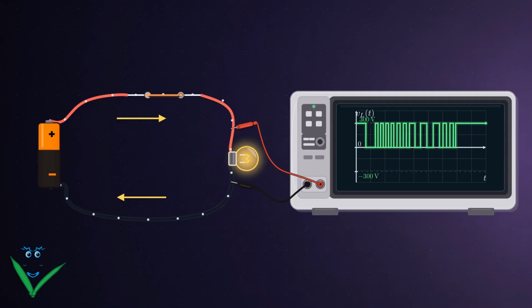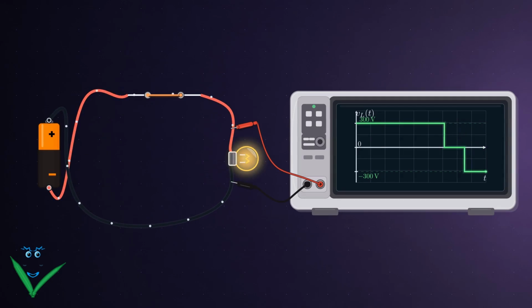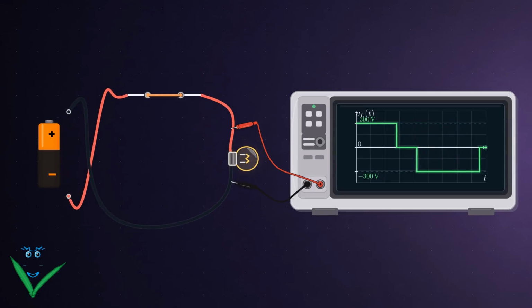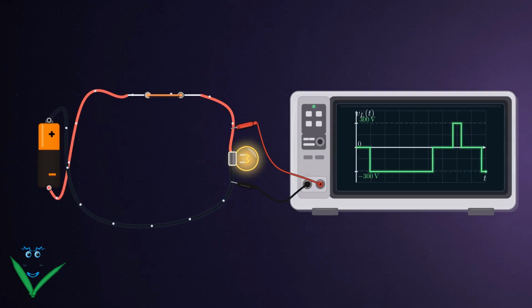One simple way to reverse the current is to manually reverse the battery connections. In the first position, the left side of the load is connected to the positive terminal and the right side is connected to the negative terminal. Current flows through the load in one direction. If we reverse the battery connections, the right side becomes positive and the left side becomes negative. Current now flows through the load in the opposite direction. By repeatedly reversing these connections, we can create an alternating voltage.